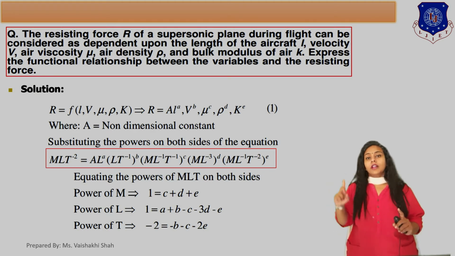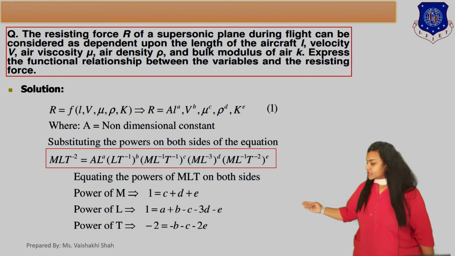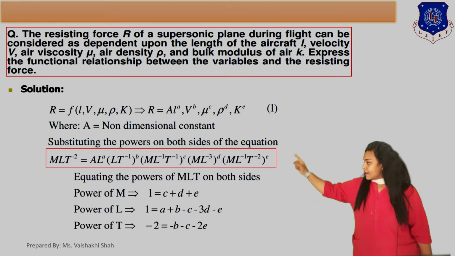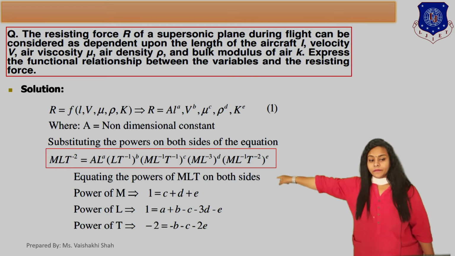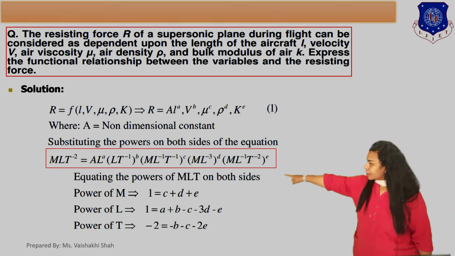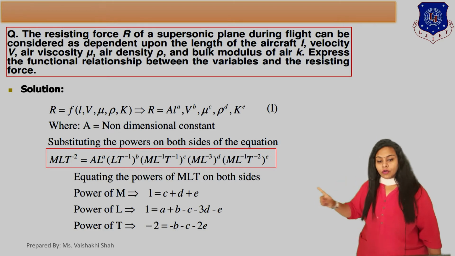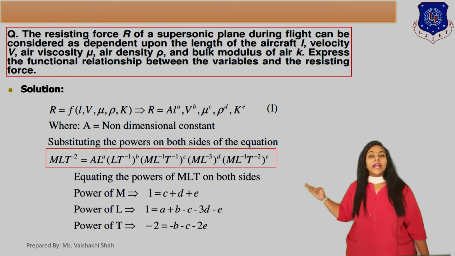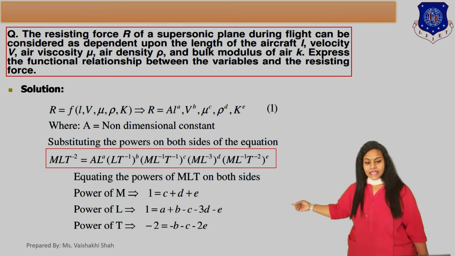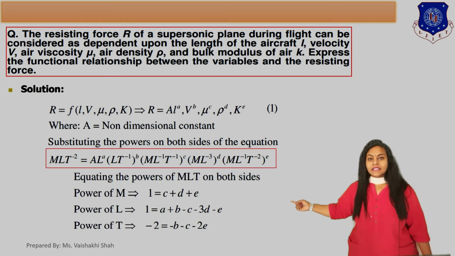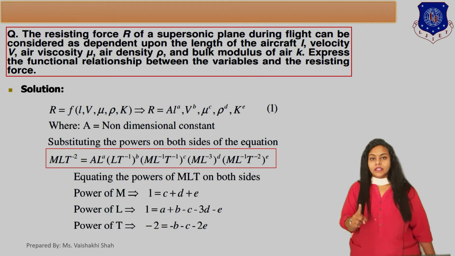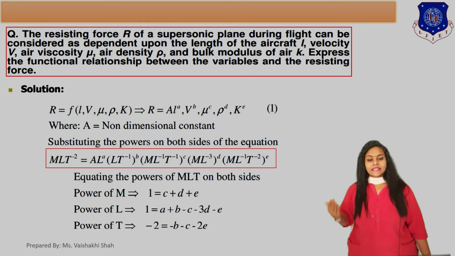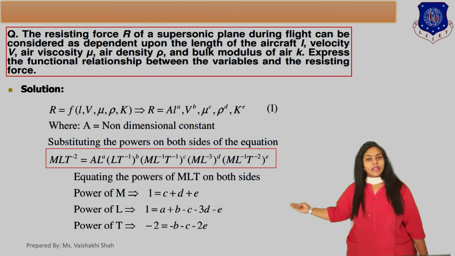So, first of all, the power of M. On the left hand side in the equation, what is the power of M? Which is 1. So, 1 equals, on the right hand side, the power of M, which is C plus D plus E. On the left hand side the power of M is 1, and on the right hand side the power is C plus D plus E.